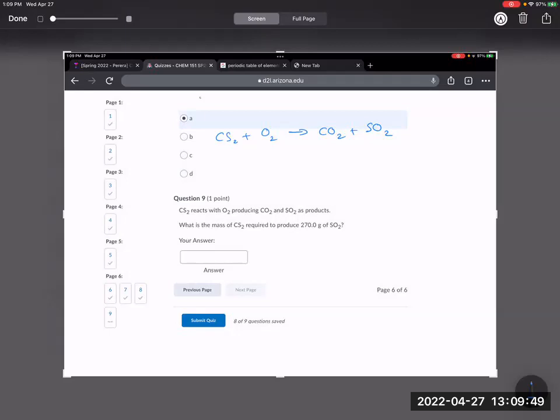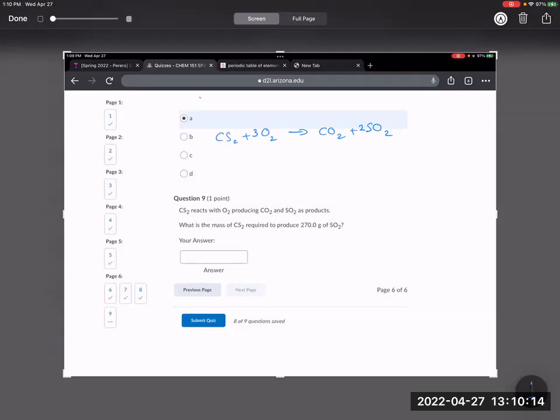We see that we have 1 carbon on the reactant side, 1 on the product side. Carbons are balanced. 2 sulfur on the reactant side, 1 sulfur on the product side. So I need to multiply sulfur dioxide by 2. Now I have 2 oxygens on the reactant side, but 6 oxygen atoms on the product side. Therefore, I need to multiply the number of oxygens by 3.